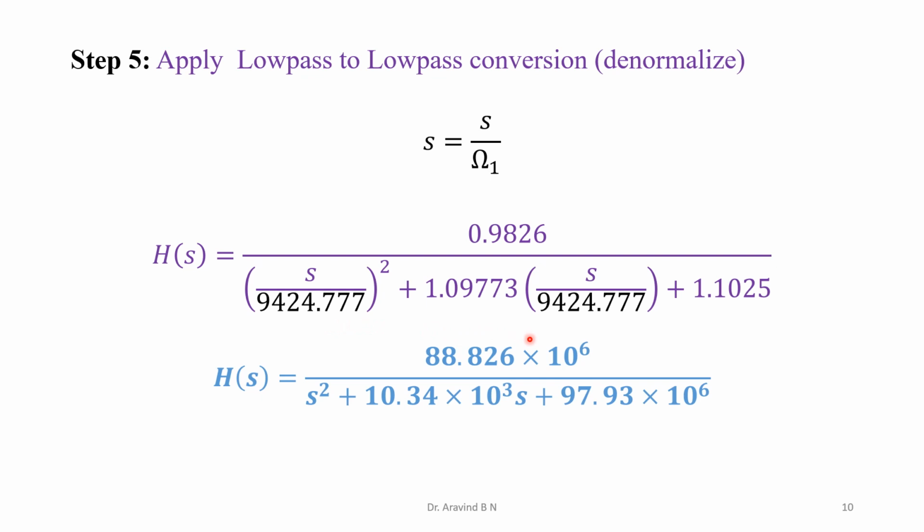After making the proper simplification of this, the final low pass filter is H of s is equal to 88.826 times 10 to the power of 6 divided by s square plus 10.34 times 10 to the power of 3 s plus 97.93 times 10 to the power of 6. So this is the final filter response.